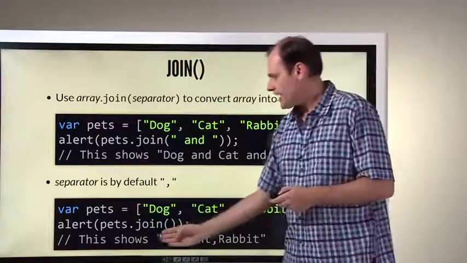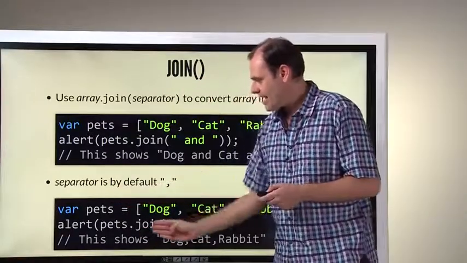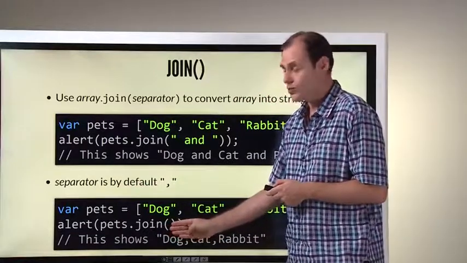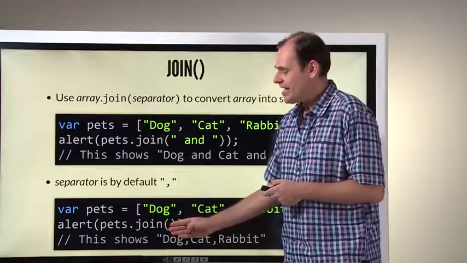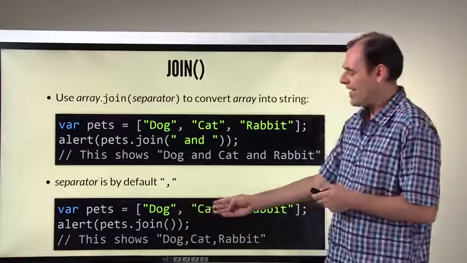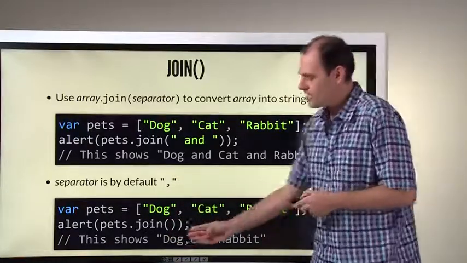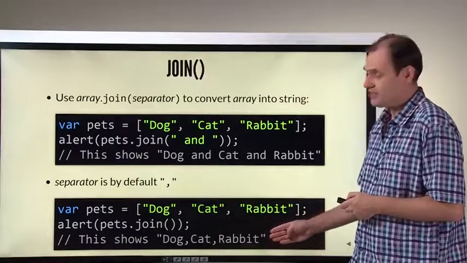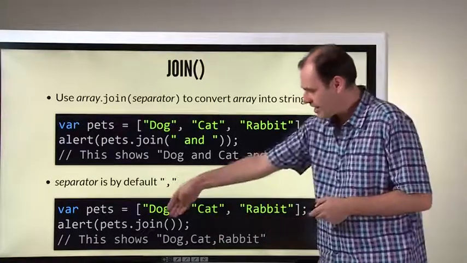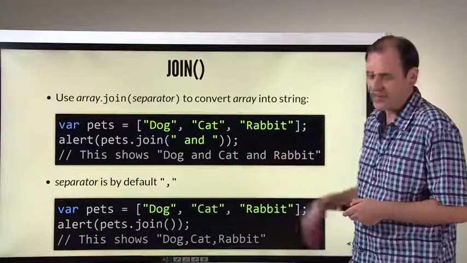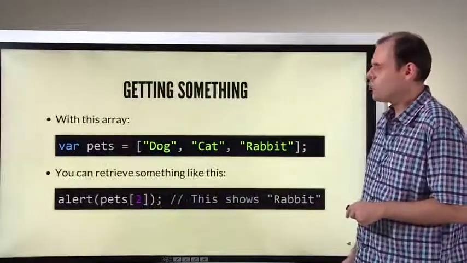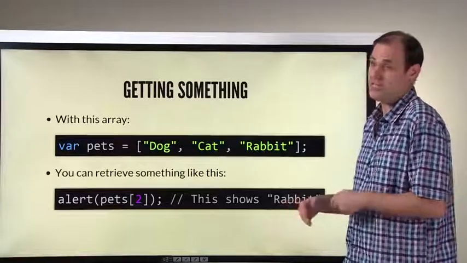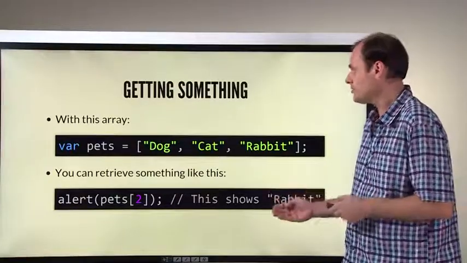Now, you could say, okay, take that array and then join them together and don't have any particular parameter here at all. And if you do that, it will do dog, comma, cat, comma, rabbit. In other words, it uses a comma as the default separator, okay? So nothing there, it's going to use a comma there, okay? So there's join. It's a useful way to kind of convert an array into a text, a list of items.